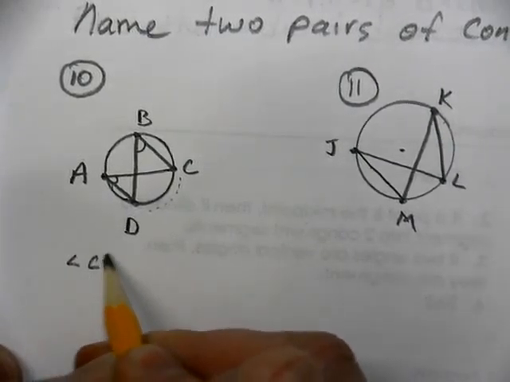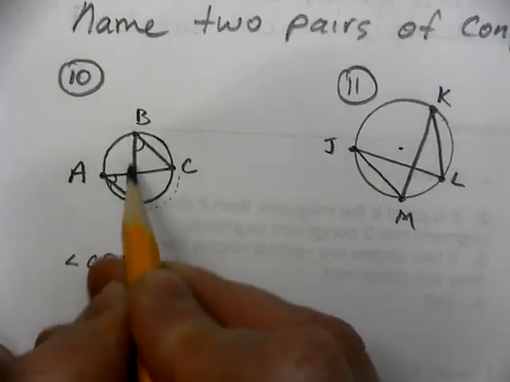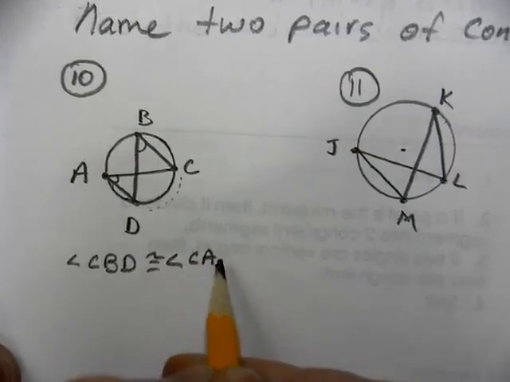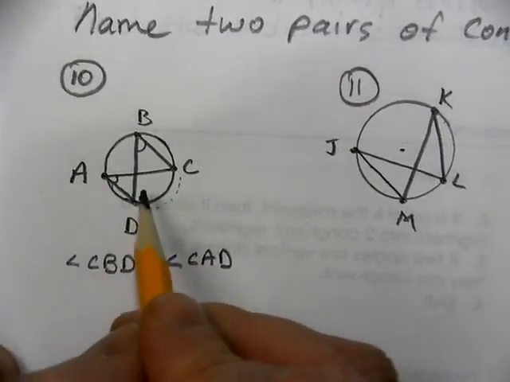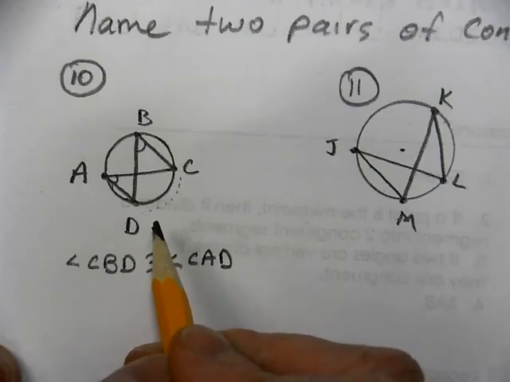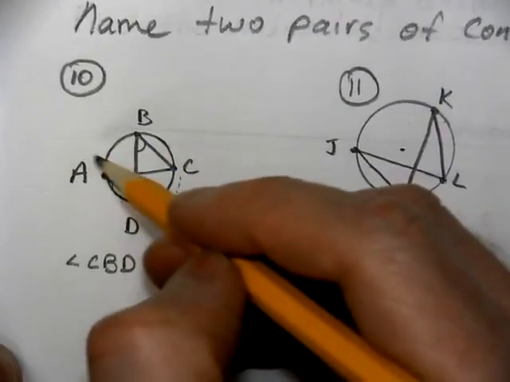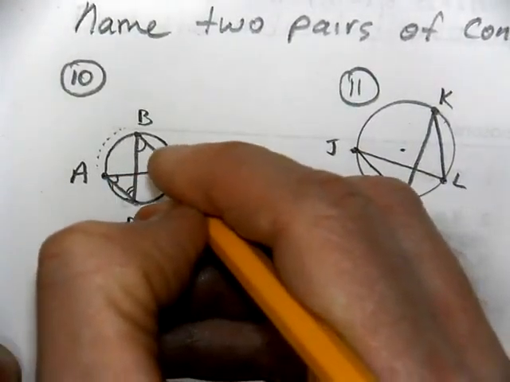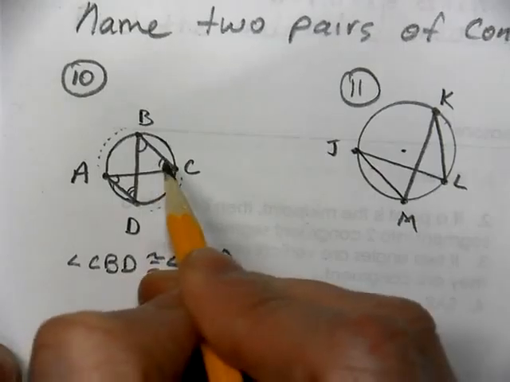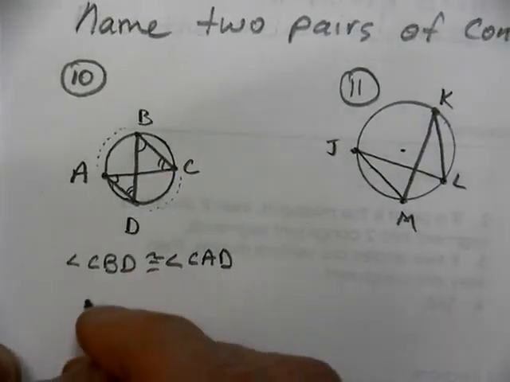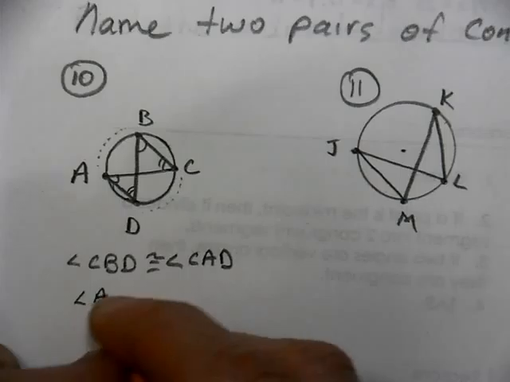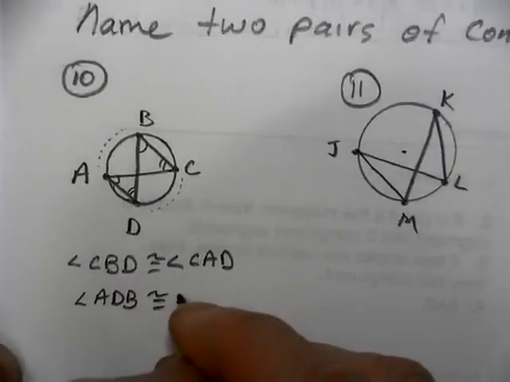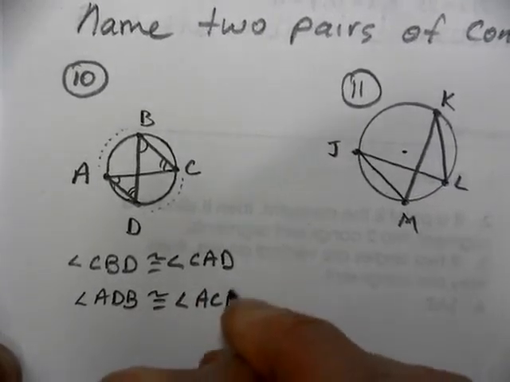So angle CBD is going to be congruent to angle CAD, because remember, the angle is always half the arc. Then looking from a different perspective, looking at this arc, we have these two angles that are opening up and touching arc AB. So angle ADB is going to be congruent to angle ACB.